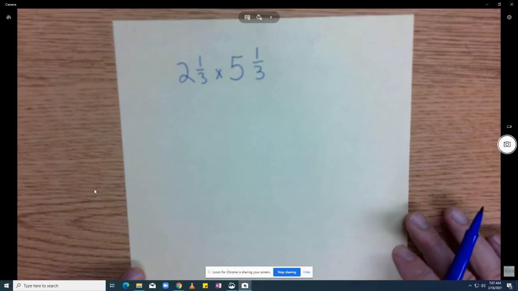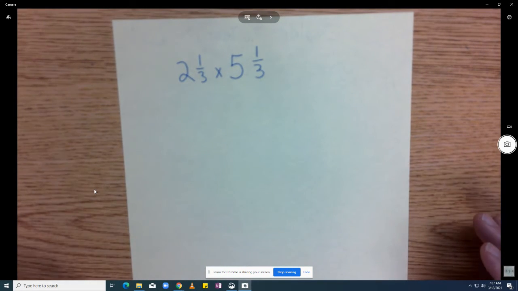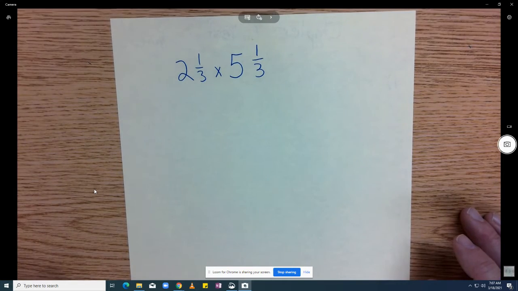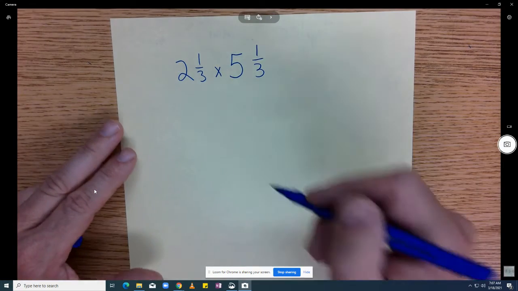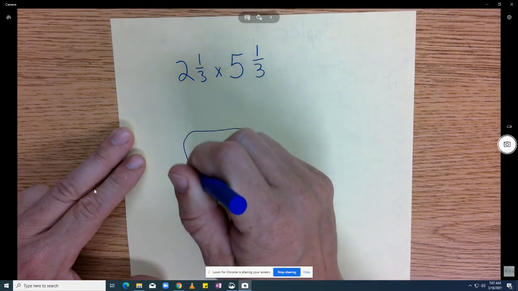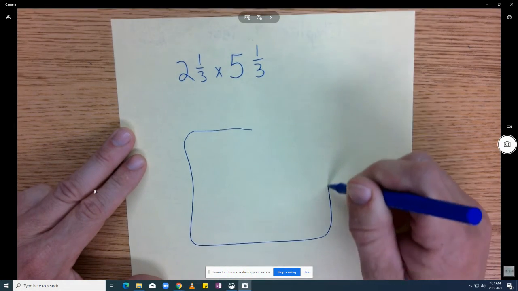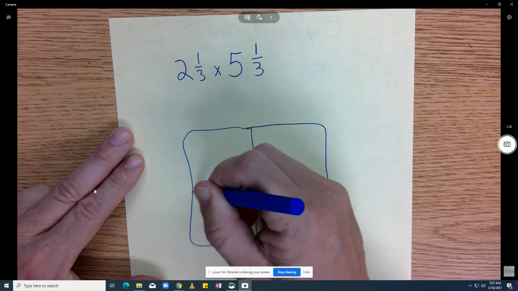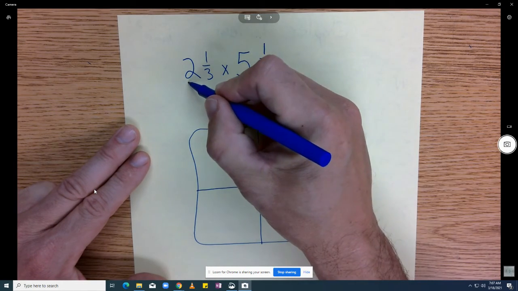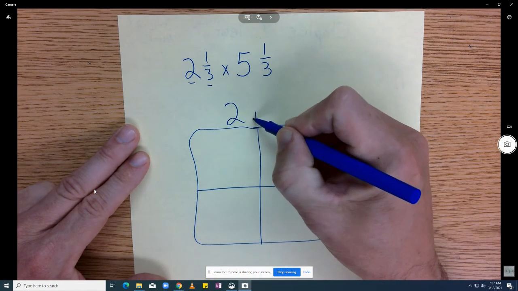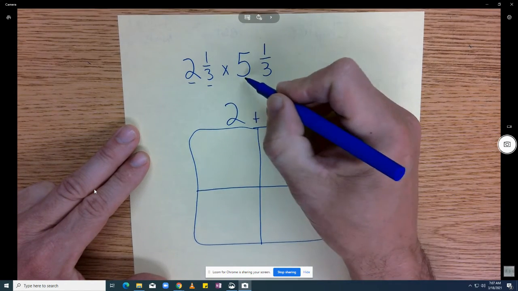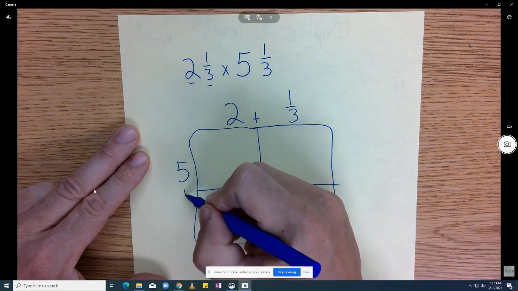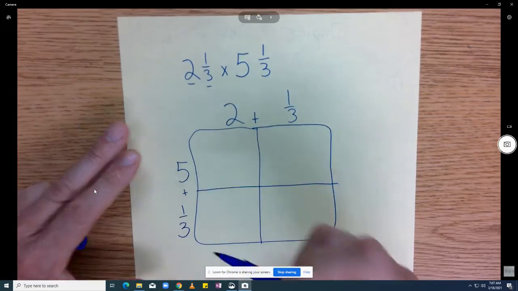If you want to do this with me on the back of your proof paper, you can, because then you have a sample right there that might help you with the 1 2-box area model that there is on the test. So make it nice and big. Remember, you can use more than one piece of proof paper. This would be a 4-box area model. So look, we have 2 1/3 times 5 1/3.